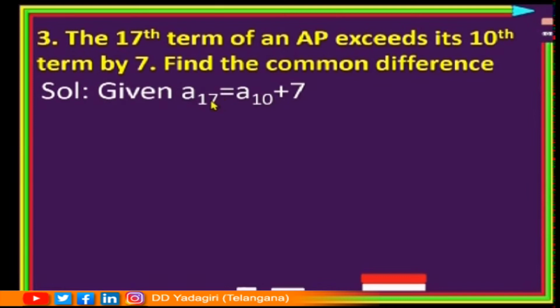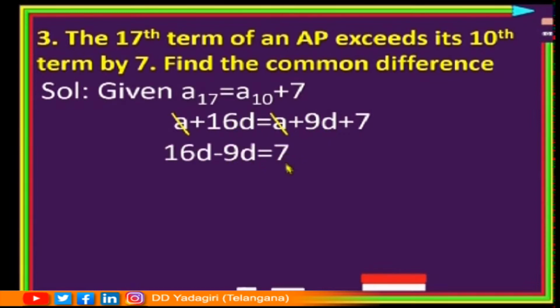Now, what is a17? That is a plus 16d. What is a10? a plus 9d. Substitute here: a17 is a plus 16d, a10 is a plus 9d plus 7. Here both sides we have a, right? We can cancel it. Now bring 9d to the left hand side, we get 16d minus 9d is equal to 7. 16d minus 9d is 7d which is equal to 7. So d is equal to 7 by 7, the 7s cancel, and we get d is equal to 1. So this is one more problem.